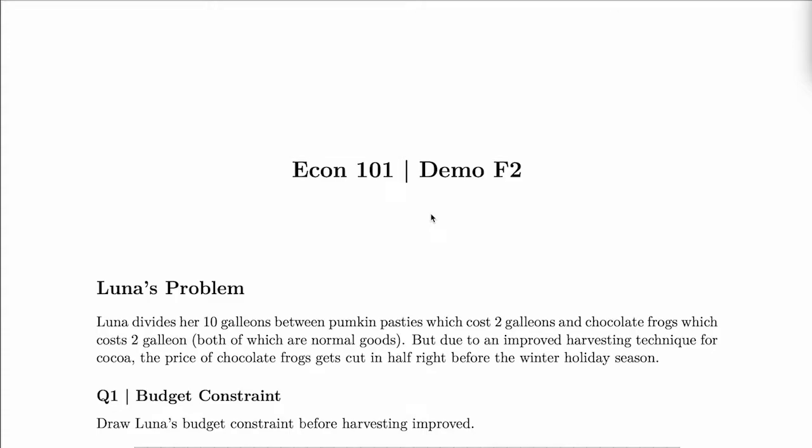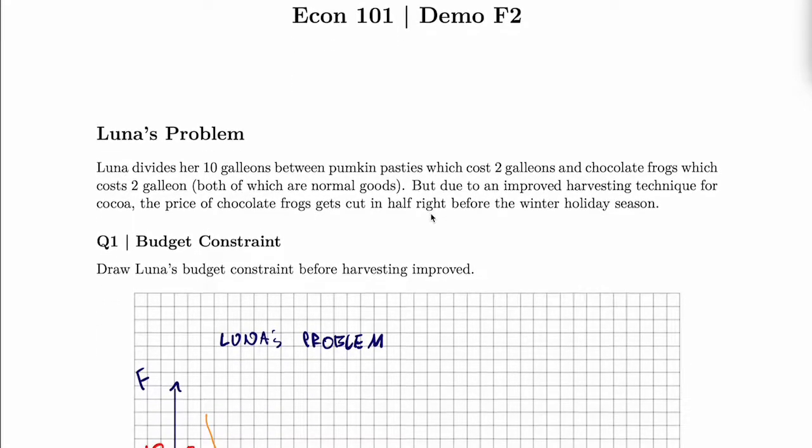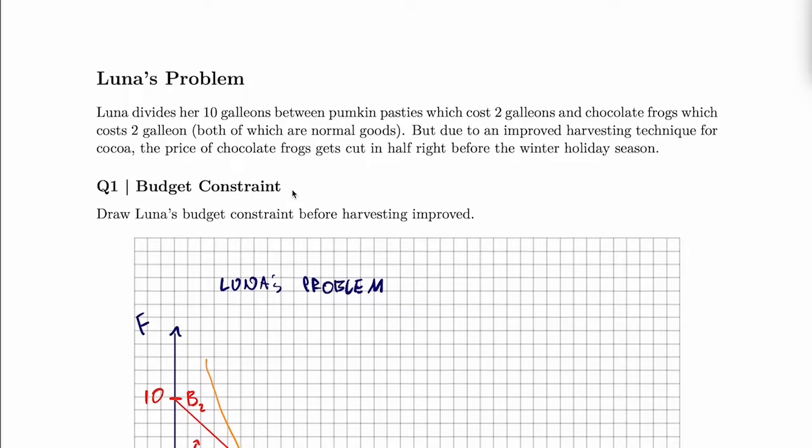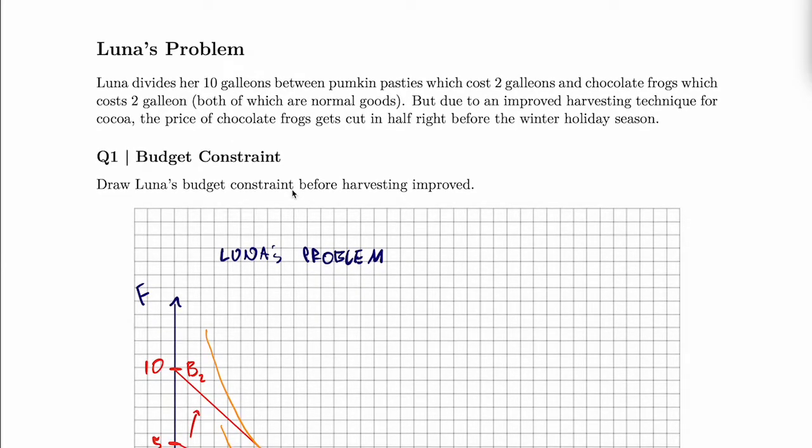All right, demo F2. So this is Luna's problem. Luna's allocated 10 galleons, which she can spend on either pumpkin pasties at a price of 2 galleons per pasty, or she can spend her 10 galleons on chocolate frogs at a cost of 2 galleons per frog.